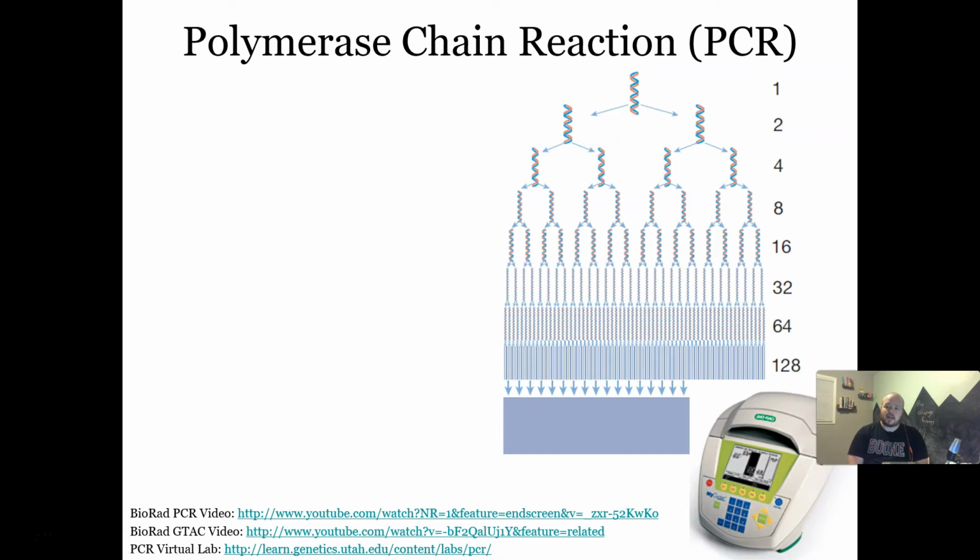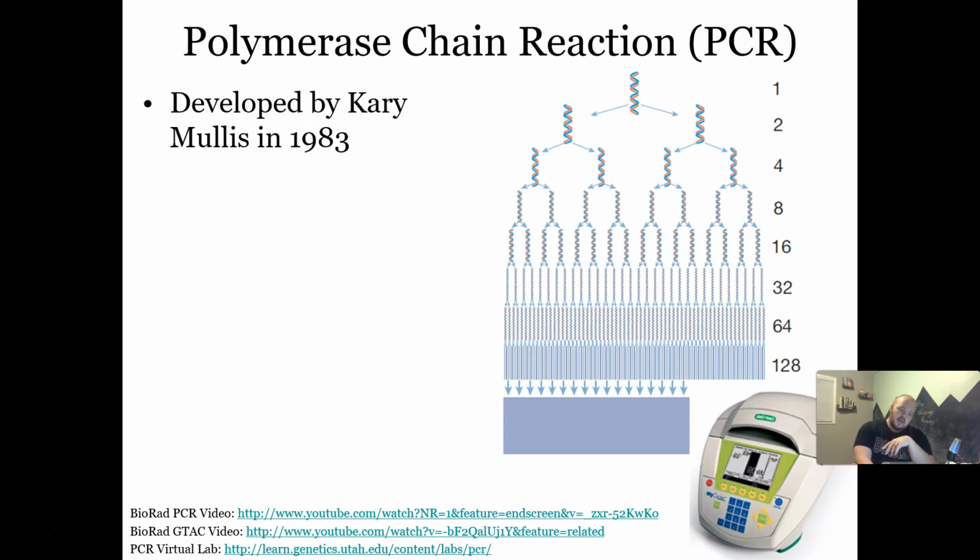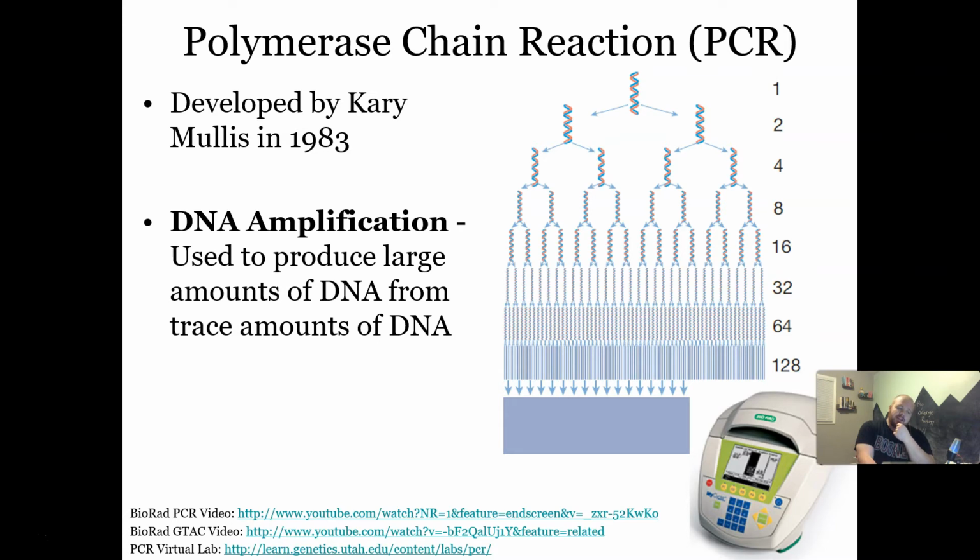Now, PCR is a way we can get around some of the problems in terms of having enough DNA. Here's the fun thing, or not so fun thing if you want to view it that way: getting enough DNA to do a gel electrophoresis can be challenging. One of the ways you can make a lot of the DNA you need is through PCR. It was developed in 1983 by Kary Mullis. It's basically DNA amplification, used to produce large amounts of DNA from very small amounts of DNA.